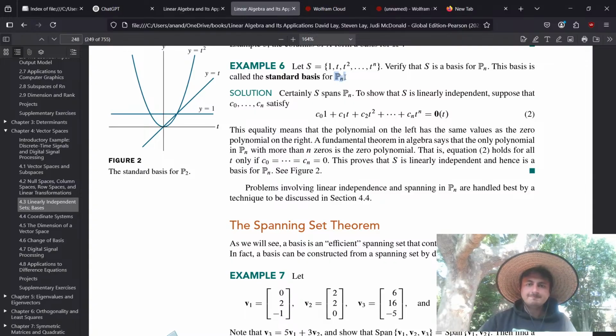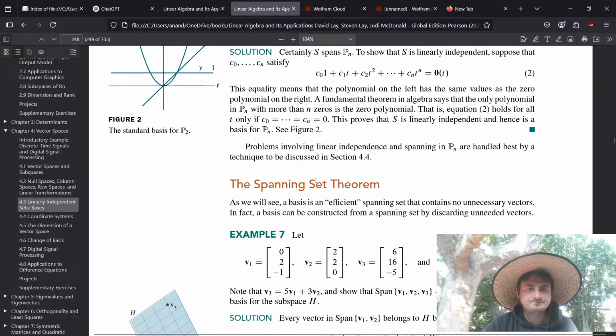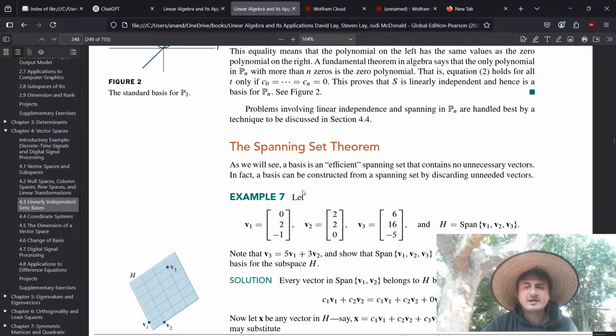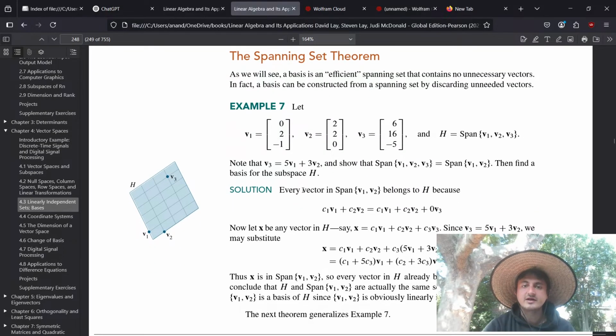Problems involving linear independence and spanning in Pn are handled best by a technique to be discussed in 4.4. Okay. The spanning set theorem. As we will see, a basis is an efficient spanning set that contains no unnecessary vectors. In fact, a basis can be constructed from a spanning set by discarding unneeded vectors.